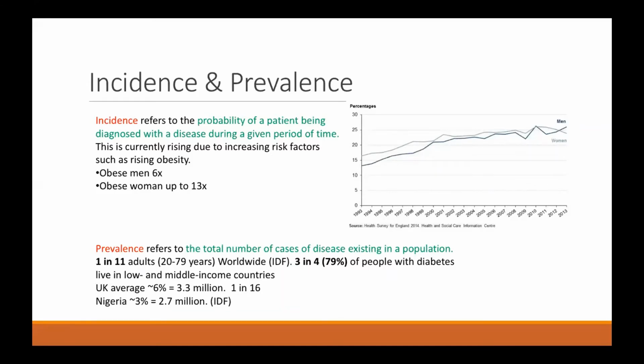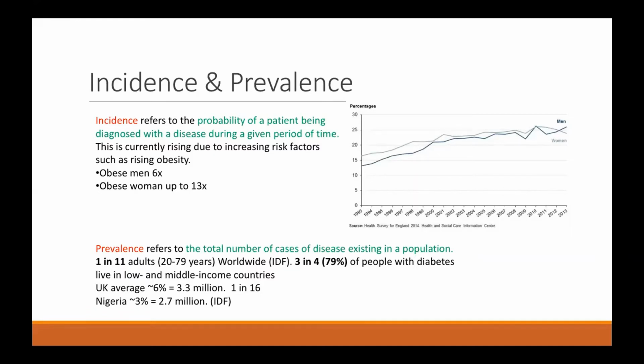Prevalence refers to the total number of cases of disease existing in a population. So 1 in 11 adults worldwide. And that data is from the IDF as well, which is the International Diabetes Federation. So they've got a good website that's got a lot of stats and information about diabetes as well. So I would advise that you do have a look at that site.